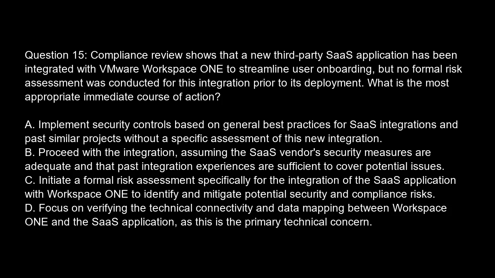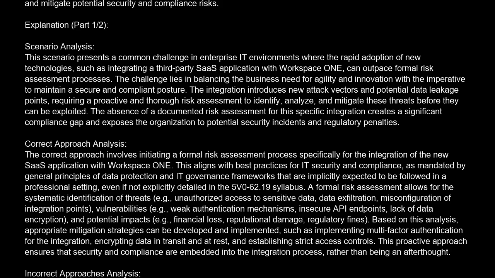Option C. Initiate a formal risk assessment specifically for the integration of the SaaS application with Workspace 1 to identify and mitigate potential security and compliance risks. Option D. Focus on verifying the technical connectivity and data mapping between Workspace 1 and the SaaS application, as this is the primary technical concern. The correct answer is C. Initiate a formal risk assessment specifically for the integration of the SaaS application with Workspace 1 to identify and mitigate potential security and compliance risks.